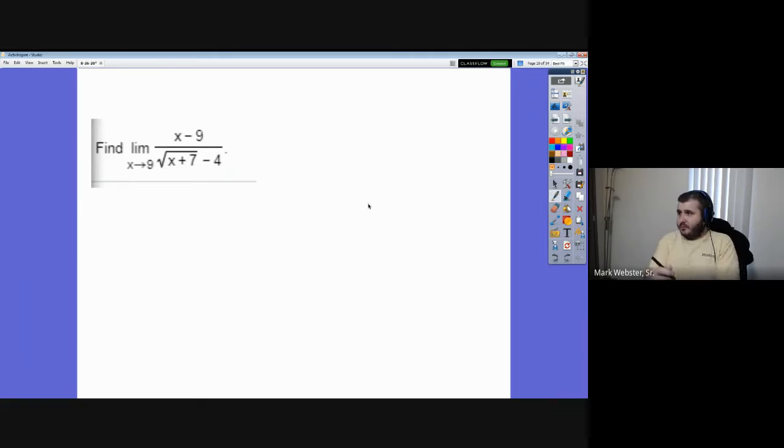Here's a different problem. This is a different problem. This problem is not the same as the others. The reason is because we're no longer dealing with a whole in the same way. Here, at 9, we do get 0 over 0. But the way we're going to do this isn't by doing like a difference of squares, because we don't have a common thing from top to bottom anymore. What we're going to do here is we're going to rationalize the denominator.